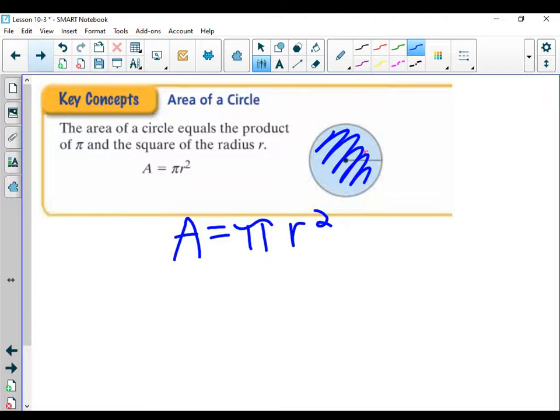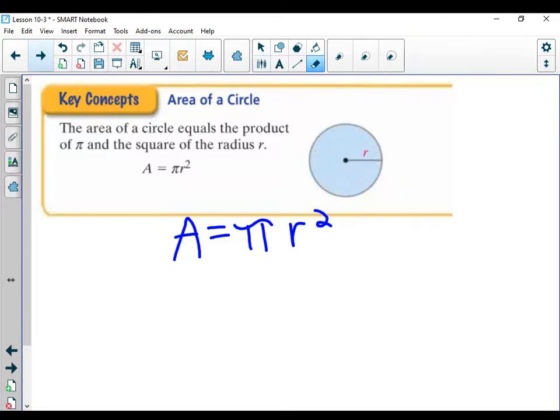Circumference had 2 different formulas to pick from. One of them had R and one of them had D. Are you remembering this? Area only has R. R stands for radius. What's a radius? Halfway across the circle. You only have a radius choice. So what if they give you the diameter?